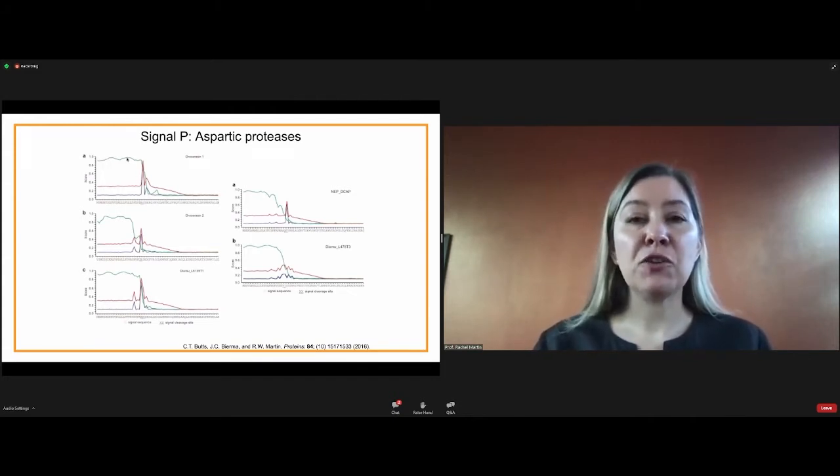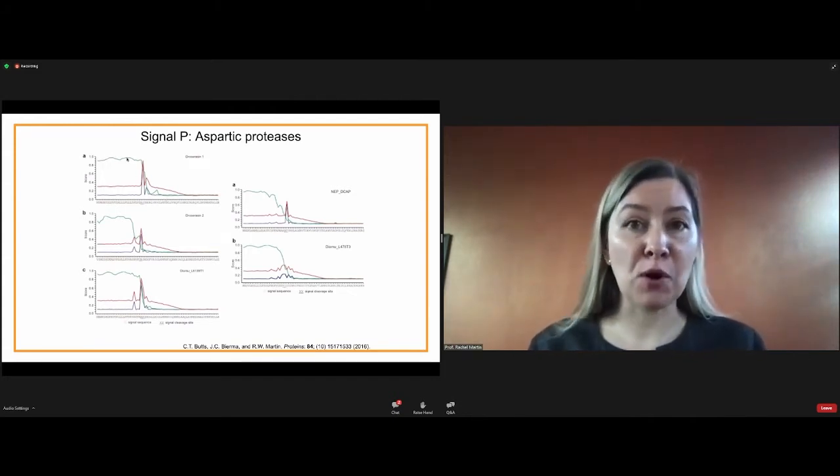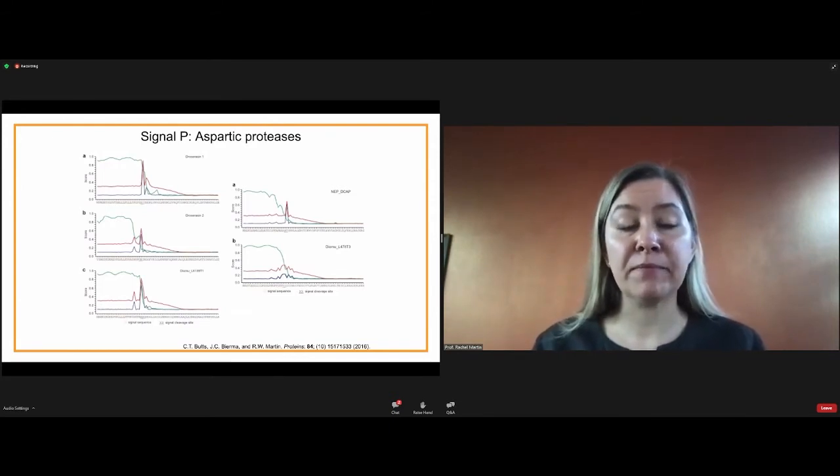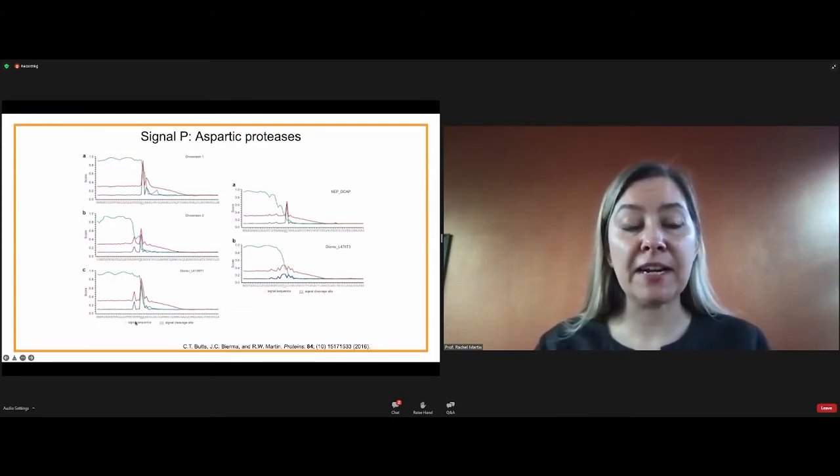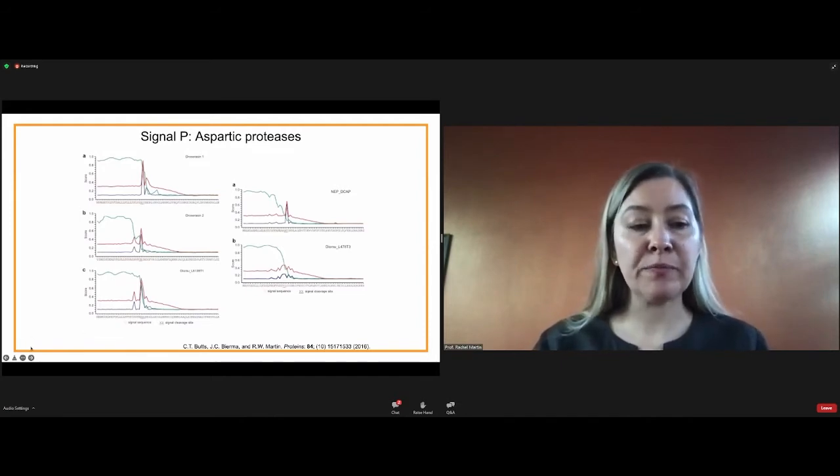And so here you can paste in the sequence of your new protein and figure out, is it likely to have a signal sequence or not? And here these are the ones from the paper, so I'm only showing you examples that do have a signal peptide, but it'll tell you yes or no.